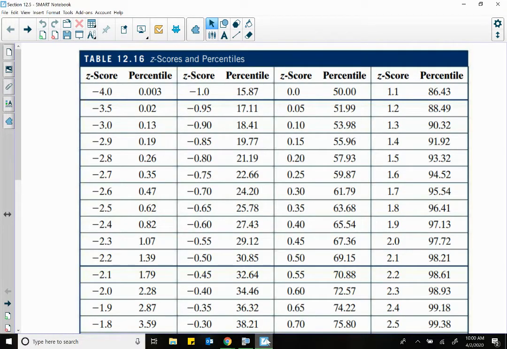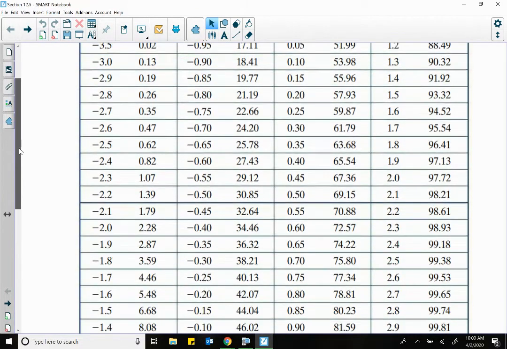In 12.5, we dive into z-scores and percentiles again. Like I said, z-scores are related to percentiles. What you're looking at right here is a table that was given to us at the beginning of 12.5. Okay. So this is a lot of information.